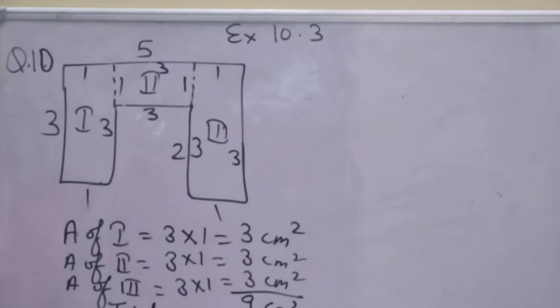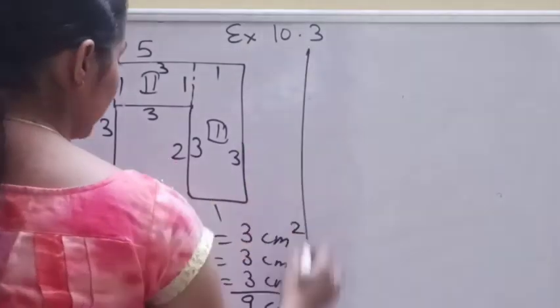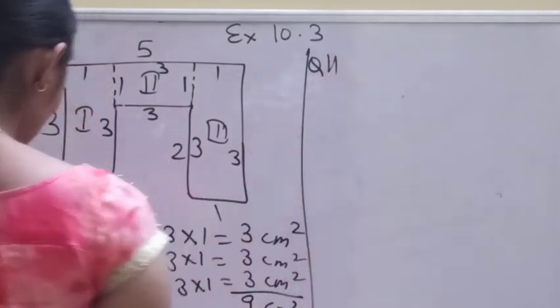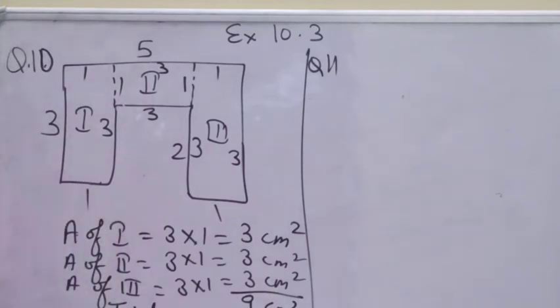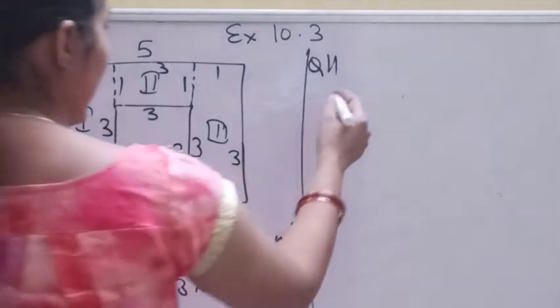Now let's move to the question number 11. Same figures are given to us. We have to split them in rectangles and find the area. So let's do part A.